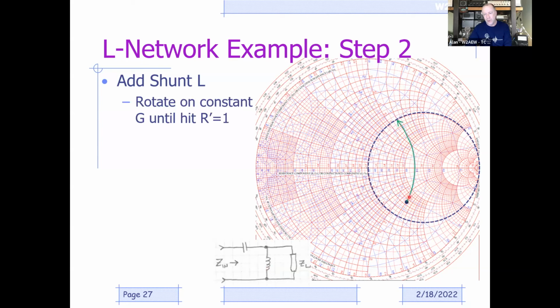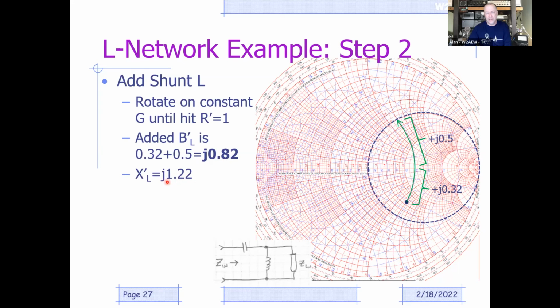I'm going to follow that all the way up until I hit my R equal 1 circle. Now I've got to take a look at how far I moved. If we follow this down, that's between 0.3 and 0.4, so it's about 0.32. That moved from there to 0, and then from there up to this point here, which is on the 0.5 line. So I basically moved a normalized susceptance of 0.82 Siemens. That's how far I went.